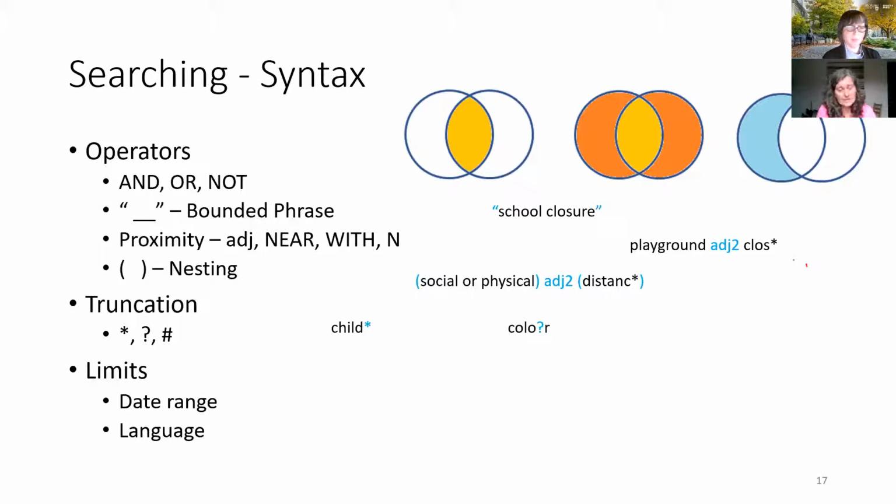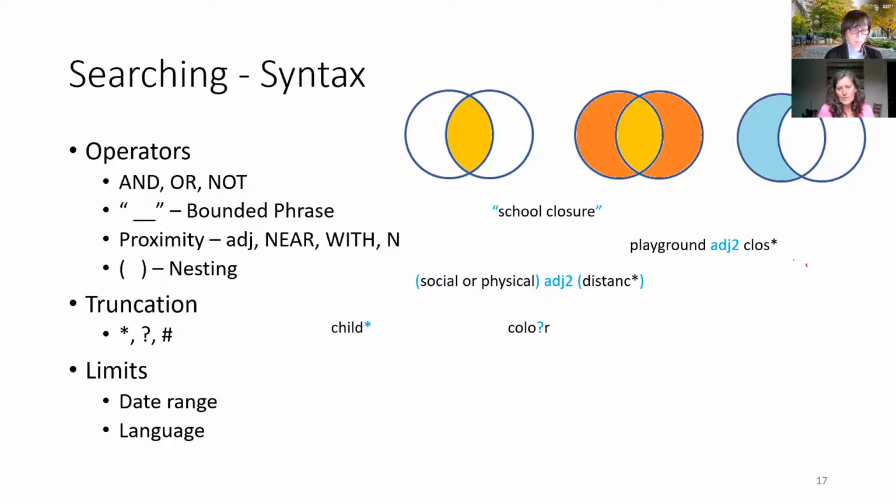Truncation, which are these symbols that ask the database to do some of the thinking for you that you don't have to do. For example, if you put an asterisk, it's not always an asterisk. Each database has a search tips or a help. So you want to go there so you can see what that database wants from you. So for example, using the asterisk here would find all the words that start with child. So you don't have to type them in. You don't have to think about them. Let the database do it.